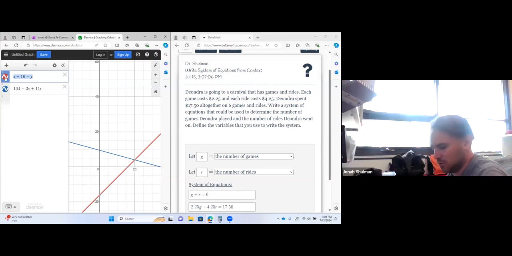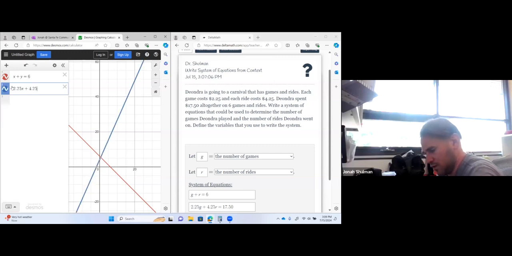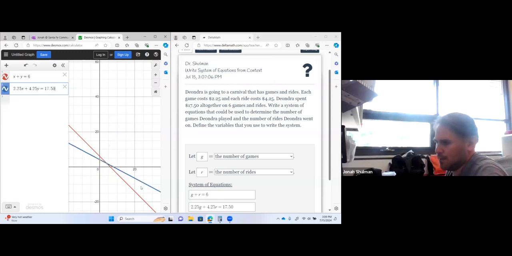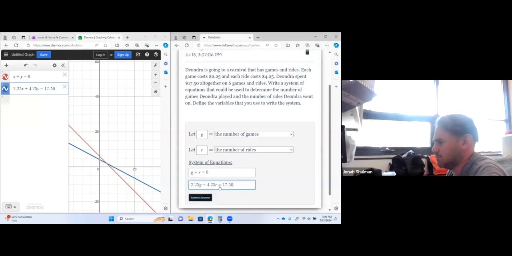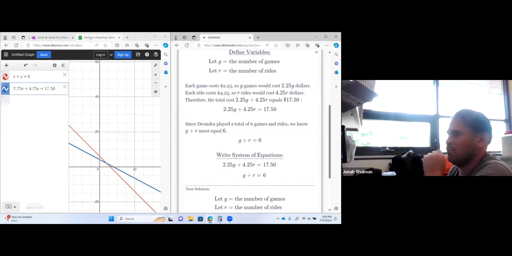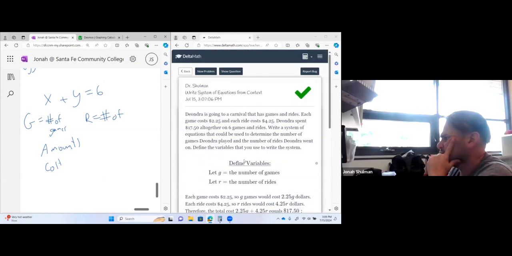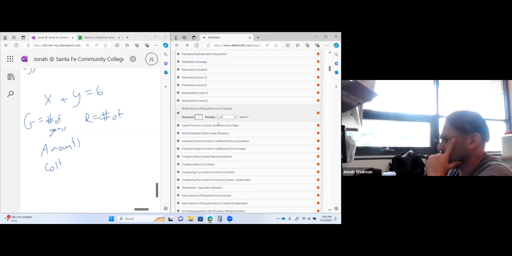So this one's going to be x plus y equals 6. And I can't mess them up, so 2.25x plus 4.25y equals $17.50. And this is it. She did 4 games and 2 rides. Ta-da! So try a couple of these yourself. I always like doing the amounts separate from the cost, but yeah, this could be really tough for students. Don't be afraid to really take your time and show it to them.